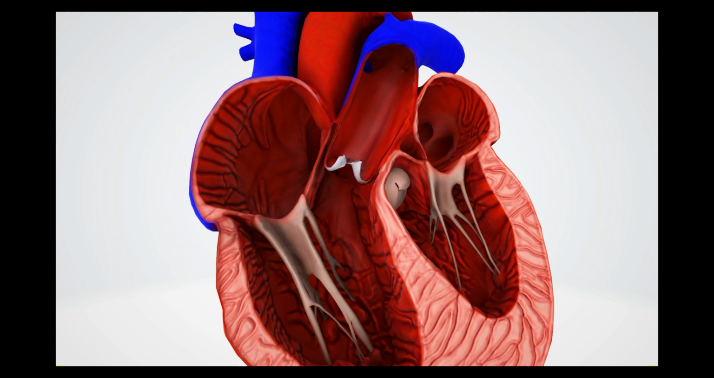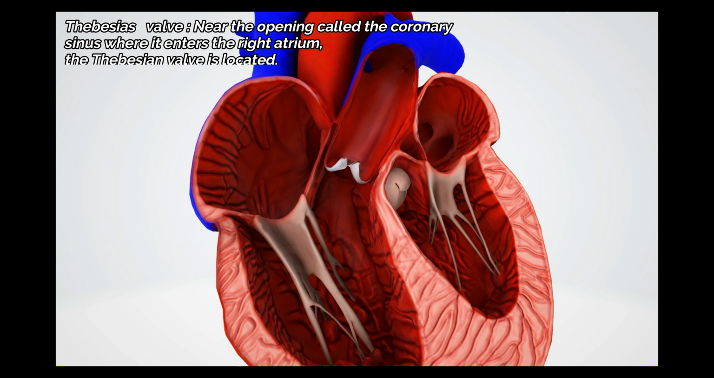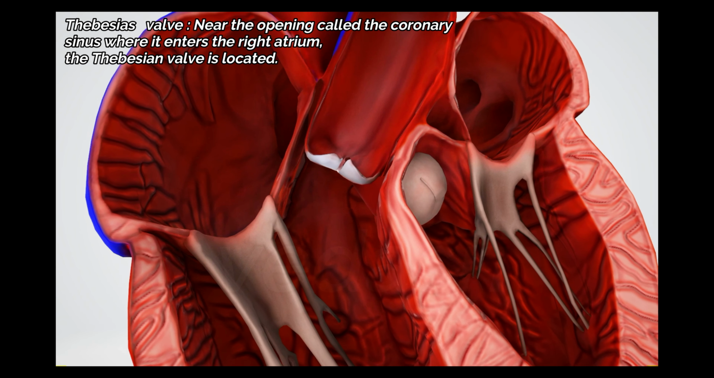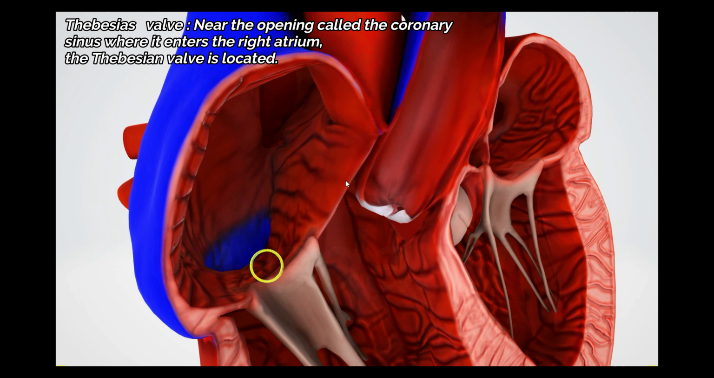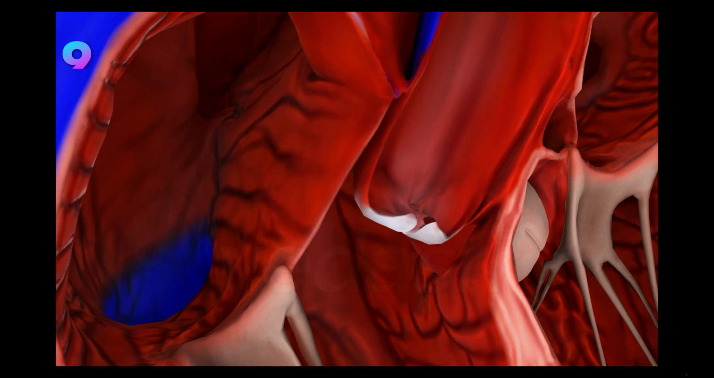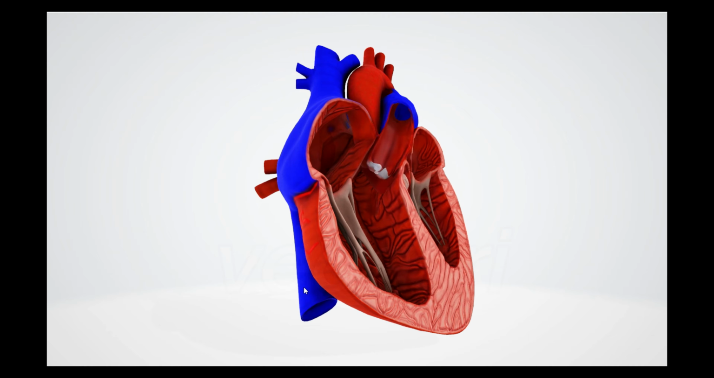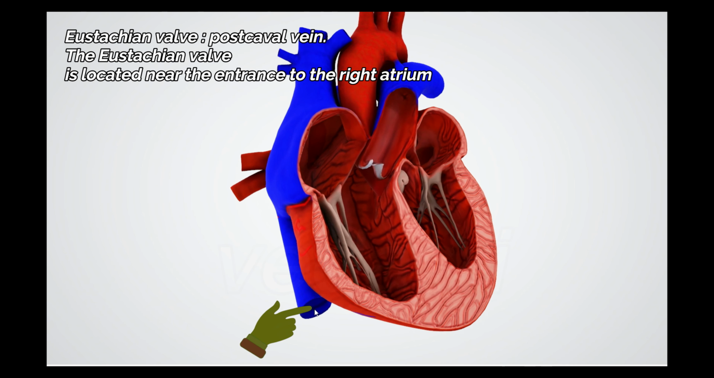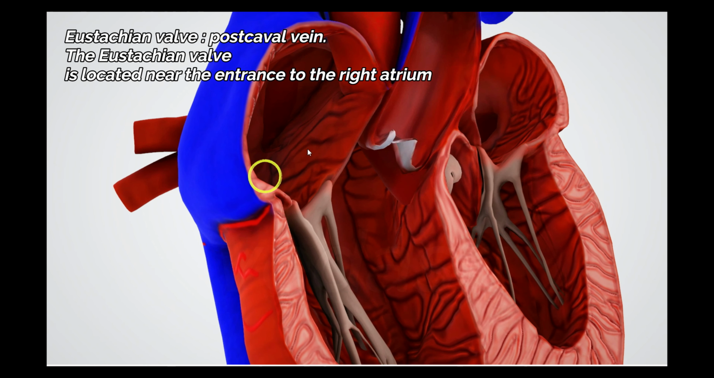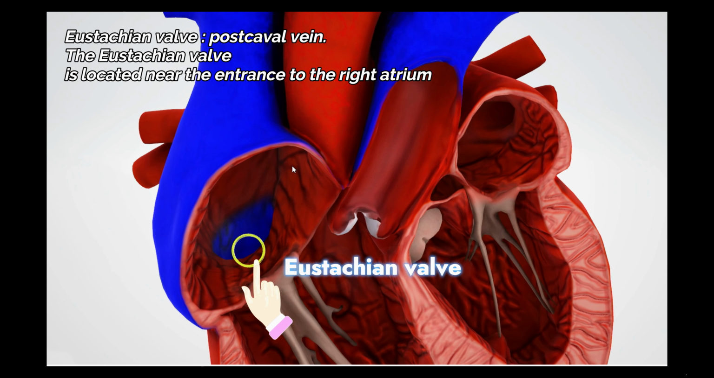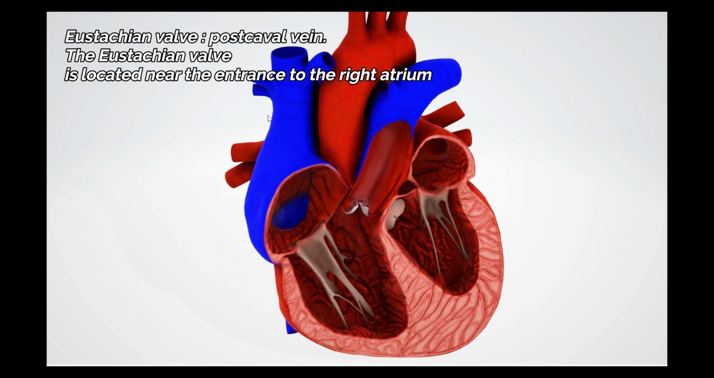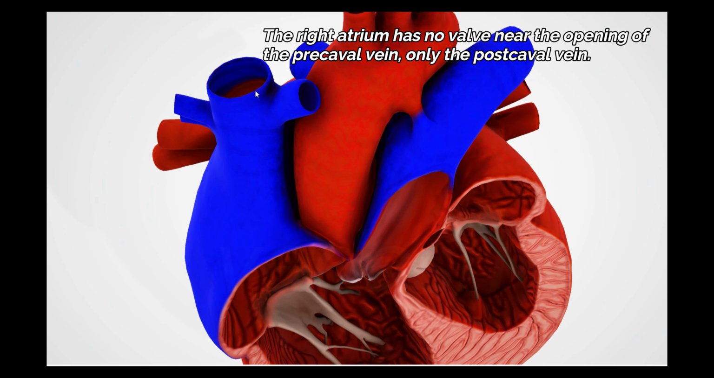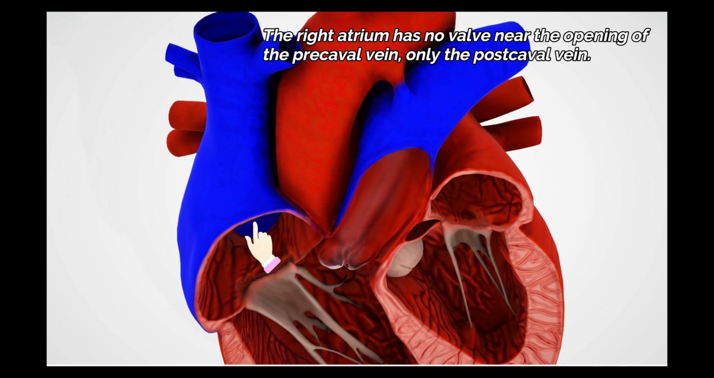8. Let's see where the Thebesian valve is located. Near the opening called the coronary sinus, where it enters the right atrium, the Thebesian valve is located. 9. Eustachian valve. Let's see where it is. The Eustachian valve is located near the entrance of the postcaval vein to the right atrium. The right atrium has no valve near the opening of the precaval vein, only the postcaval vein.